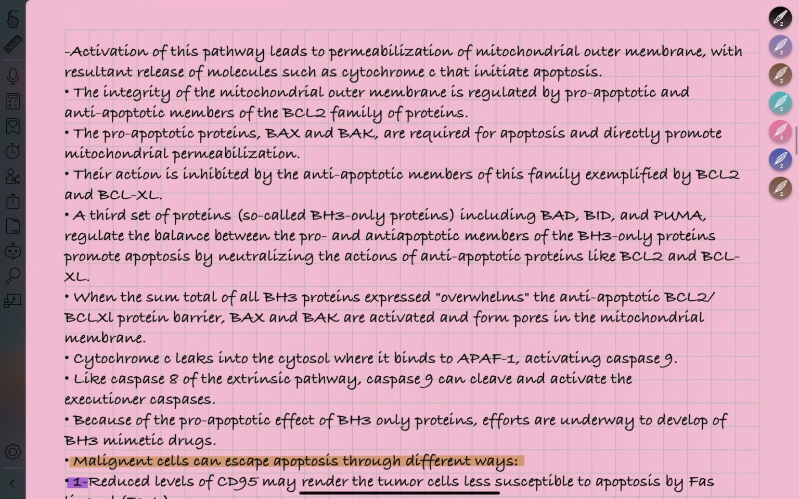So when the sum total of all the BH3 proteins expressed overwhelms the anti-apoptotic BCL2 and BCL-XL barrier, BAX and BAK are going to be activated and they will cause the formation of pores in the mitochondrial membrane. From these pores, the cytochrome C will leak into the cytosol. In the cytosol, the cytochrome C binds to APAF1. This will cause the activation of caspase 9. Caspase 9 has the same ability as caspase 8. It will activate an executioner caspase, caspase 3.